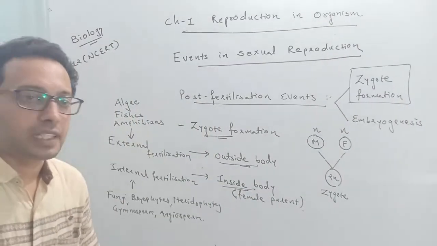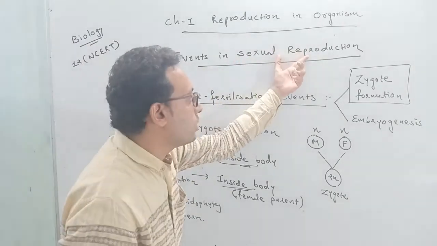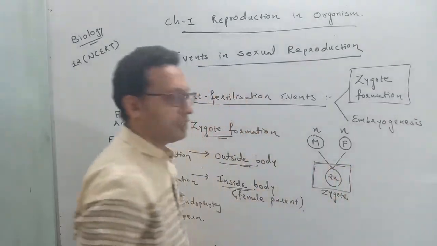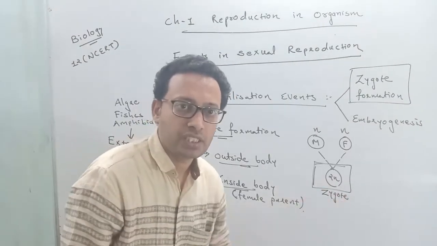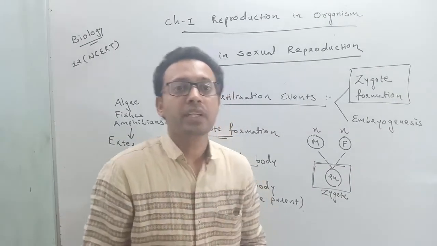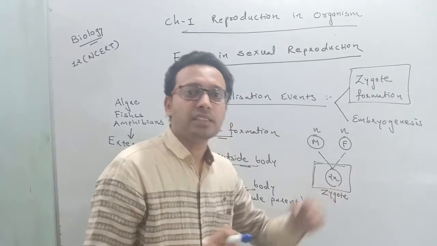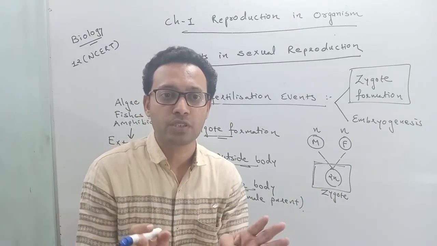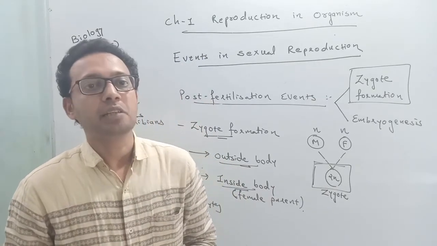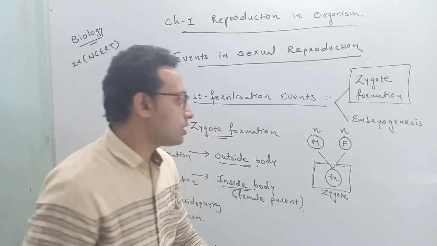Clear? So ultimately, whatever the living organism that reproduces sexually, the event is the formation of a zygote. That process occurs, zygote formation. So you can say that this is an essential process, a vital step in sexual reproduction, or the main connecting link in sexual reproduction. Without zygote formation, the further development of a living organism does not take place, and ultimately the reproduction process does not proceed. Okay? So this is zygote formation.